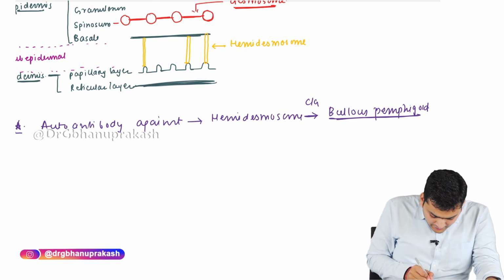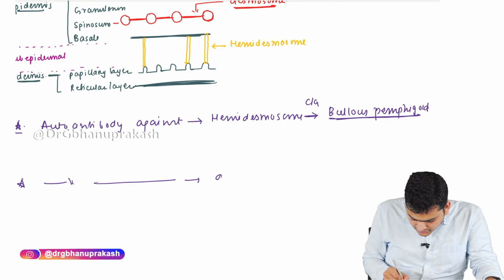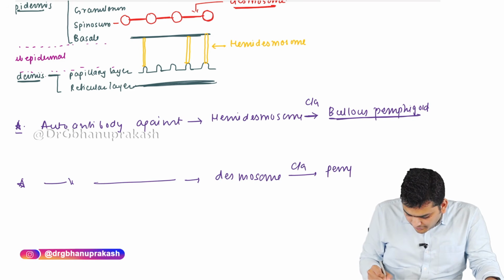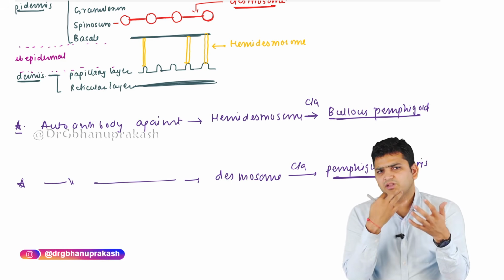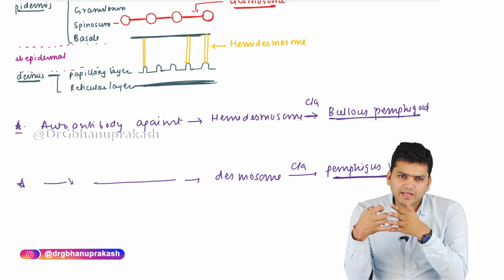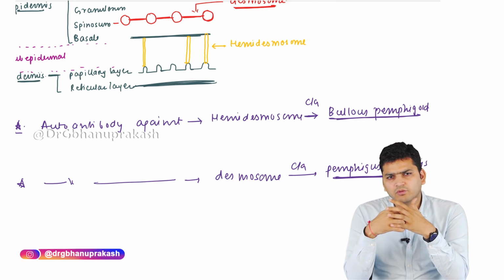Whereas if there are autoantibodies against desmosome, this is called as pemphigus vulgaris. That is referred as pemphigus vulgaris. So depending on which structure is getting destroyed, if it is hemidesmosome, it's called as bullous pemphigoid. If it is the desmosome, that is called as pemphigus vulgaris, right?